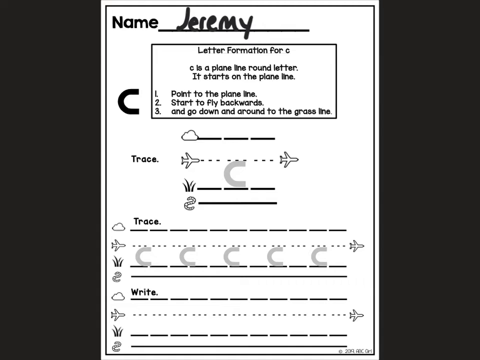Okay, the letter C, lowercase letter, is a plain line round letter. It starts here at the plain line, and then it goes backwards like this, curves down to the grass line. It's like it's flying backwards and it comes for a landing.